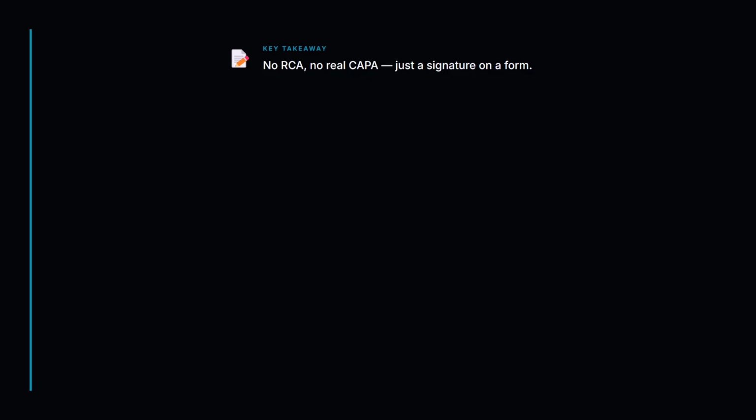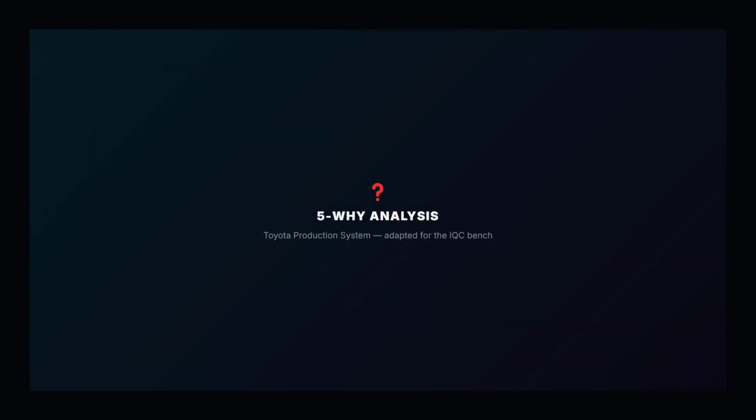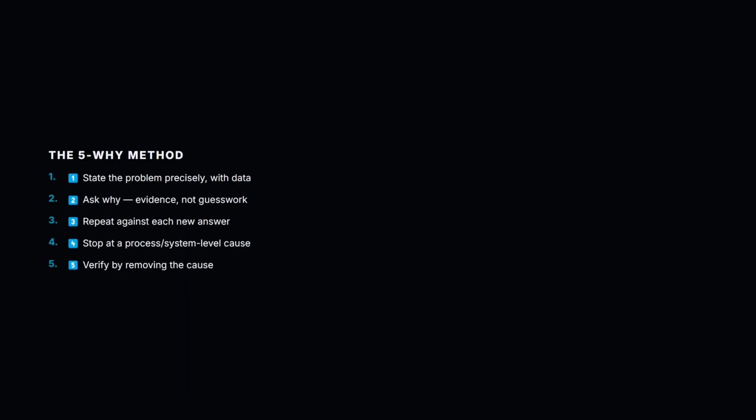Let's start with the simplest, fastest tool in the RCA toolkit, 5 Whys. Developed within the Toyota production system, it's built on one deceptively simple idea: ask why repeatedly, typically 5 times, until you stop hitting symptoms and start hitting a genuine system-level cause. The method itself has 5 disciplined steps. State the problem precisely with data, not impressions. Ask why it happened and write down the answer with evidence behind it, not a guess. Repeat that questioning against each new answer. Stop only when the answer is a process or system gap, not a person.